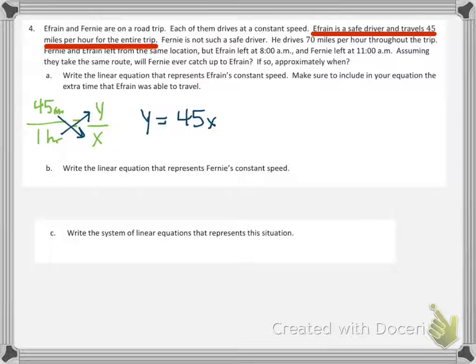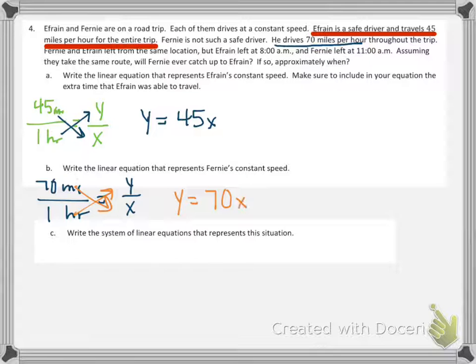Part B, write the linear equation that represents Fernie's constant speed. Well, Fernie's constant speed is given here. Fernie drives 70 miles per hour. Whoa, my iPad just dropped. He drives 70 miles per hour throughout the entire trip. So I'm going to say 70 miles in 1 hour, and that's equal to y over x. And then I'm just going to use the means extremes. 1 times y is equal to 70 times x, 70x. And that's the equation for Fernie.